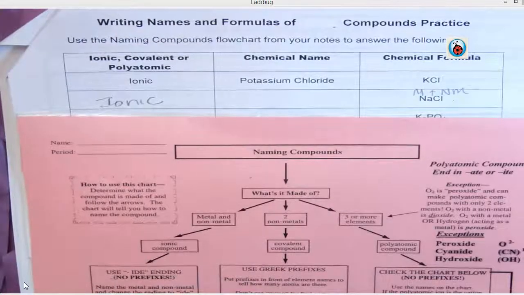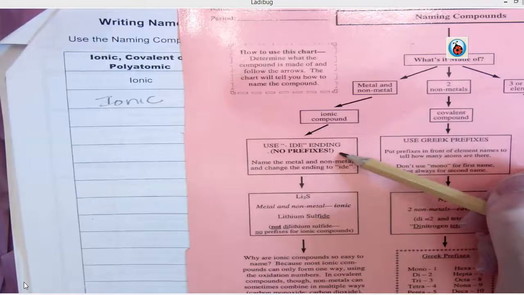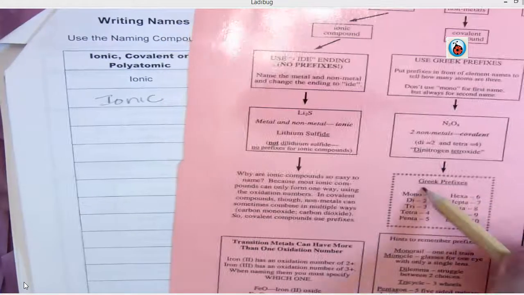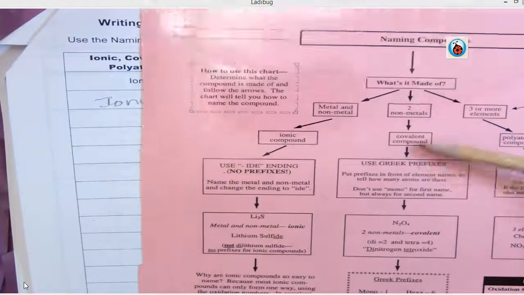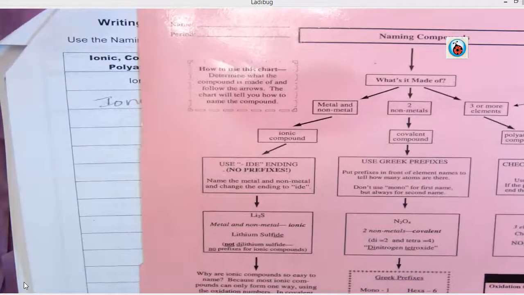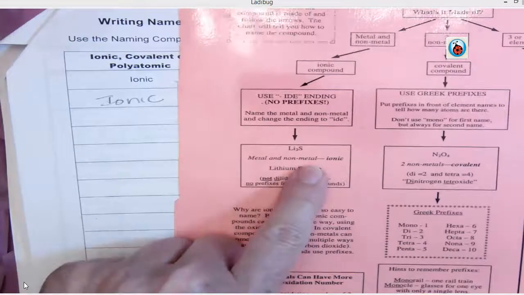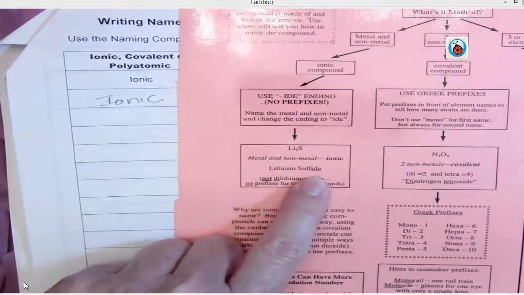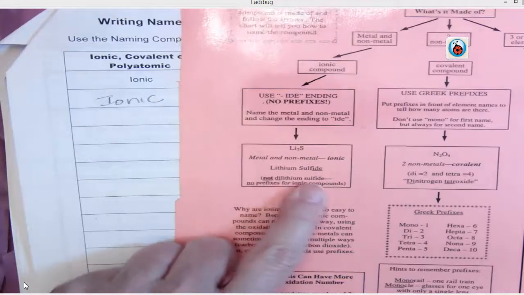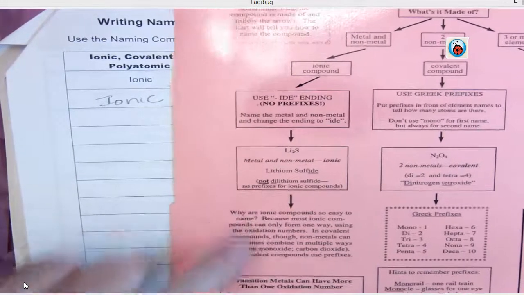If it is ionic, remember, we're going to use the IDE ending. No Greek prefixes, okay? Our Greek prefixes are here. The only time we use those is for covalent compounds. So no Greek prefixes. So I want to write a name for that. So the metal's name stays as is. The nonmetal gets the IDE ending, okay? This is not dilithium sulfide. No prefixes. Again, it reminds me every time.